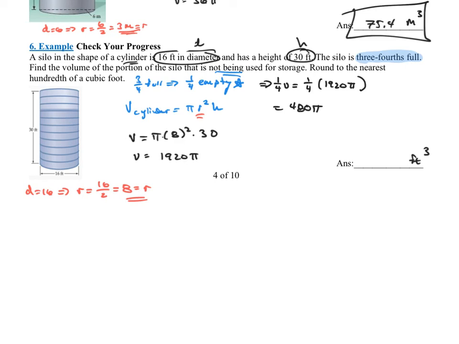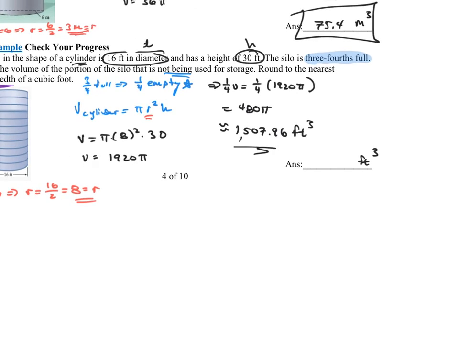I read and it says nearest hundredth, so I know I need to use 2 decimal places. When I use 2 decimal places and I round, please double check my math, I'm getting 1507.96. And again, that's our units, which is feet cubed. One sec, let me write that. 1507.96 feet cubed. So 1,507.96 cubic feet.